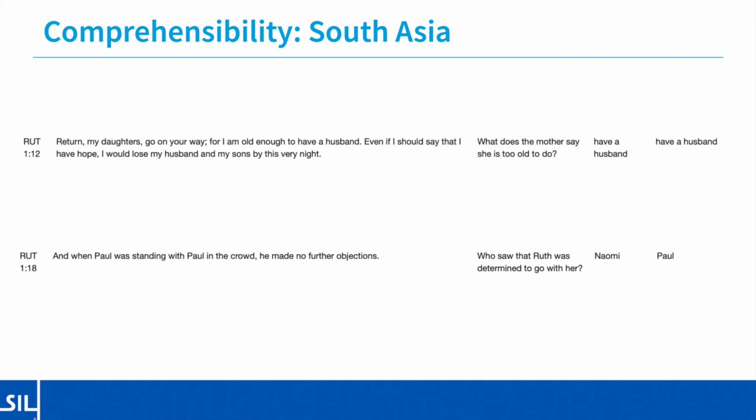The second case where Aqua will raise a flag is when the expected answer and the inferred answer are significantly different from each other. In the second example here, and it's a bit of an extreme case, we can see that the verse text is talking about Paul, not about Ruth or Naomi. This verse was likely accidentally pulled from somewhere in Acts. When asked the question, who saw that Ruth was determined to go with her, based on this verse text, the model understandably answers Paul, not Naomi, and this verse is flagged as well.